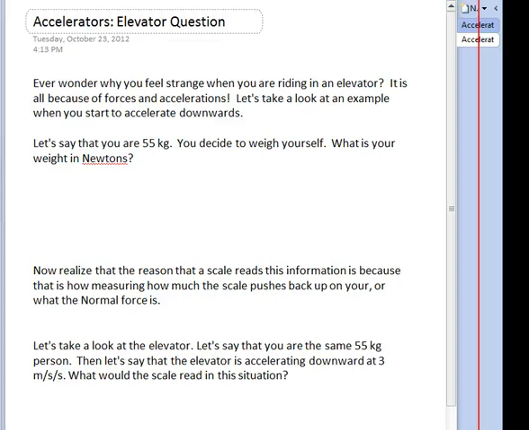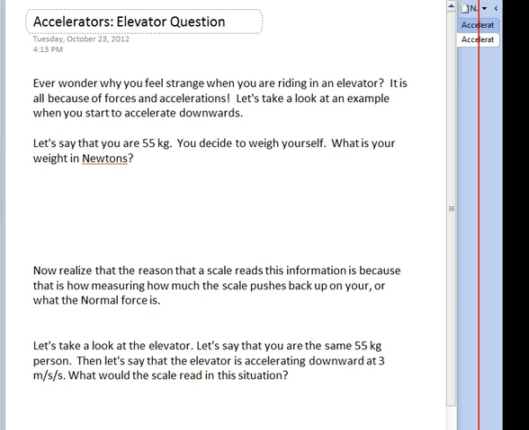When riding in an elevator, have you ever wondered why sometimes you feel really heavy and sometimes you feel really light? Let's take a look and see exactly why that happens according to the forces and how they're acting on you. Let's first just take a look at a regular example and let's see how a scale works.